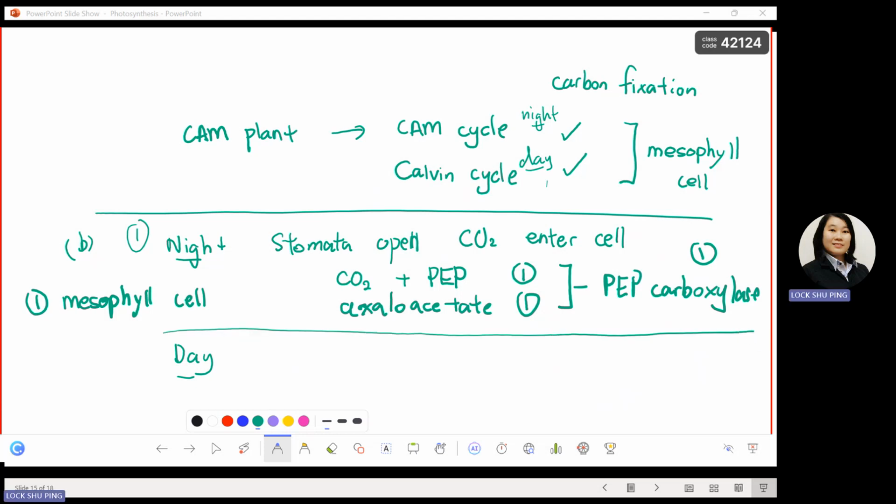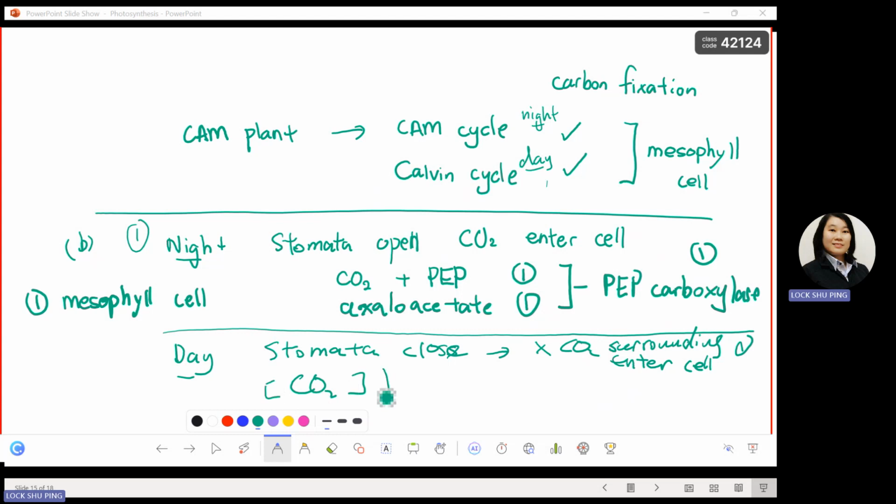So then we go to the carbon fixation during day. So at day, stomata is closed. Okay, stomata is closed, so no carbon dioxide from the surroundings enters the cell. Okay, so this one is 1 mark. Then it will cause the carbon dioxide concentration to reduce, 1 mark. Okay, so then we discuss. So this will trigger malate to release carbon dioxide. Okay, this will trigger malate to release carbon dioxide.